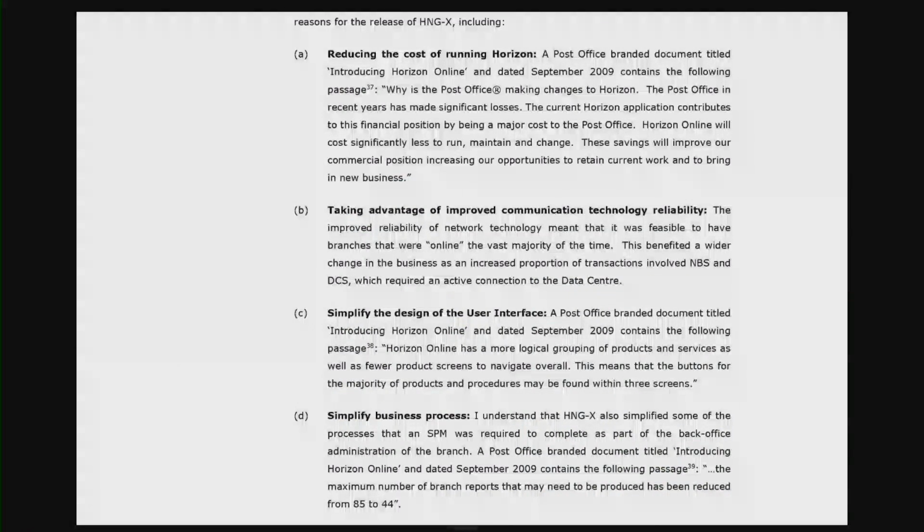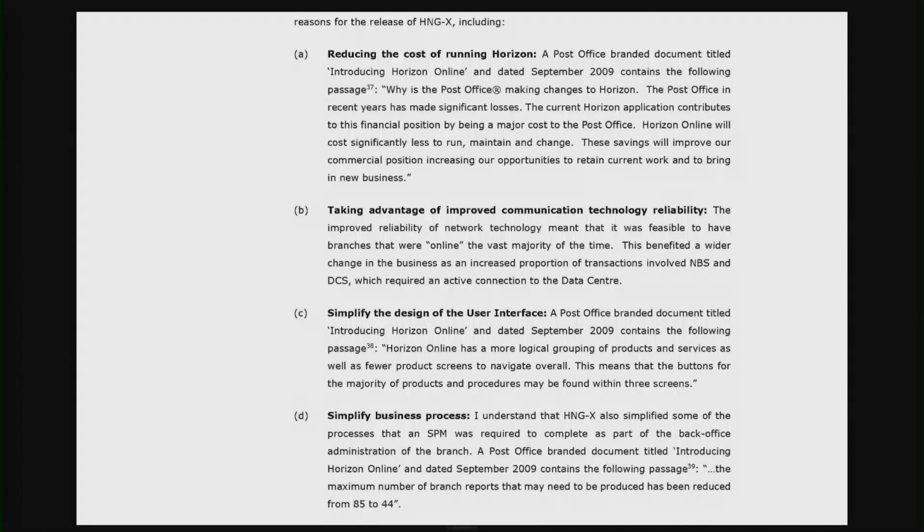And then lastly, in order to simplify business processes, can you explain that, please? Yes, so in addition to just simplifying the screens, that implies a simplification of the processes behind the screens, but it also includes items such as reducing the number of reports that were available to the SPMs at the branches.